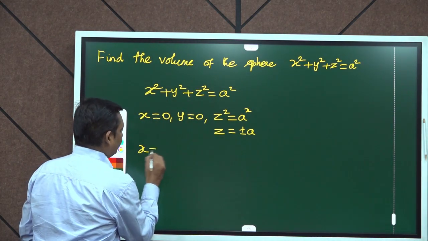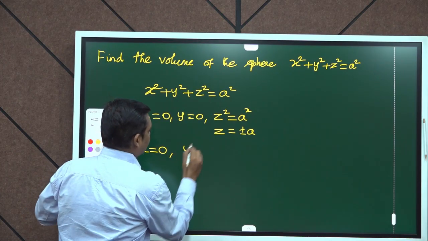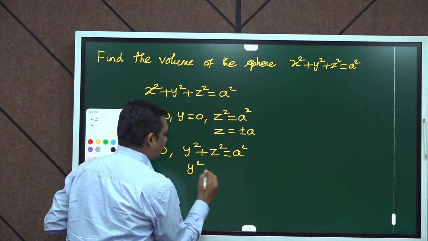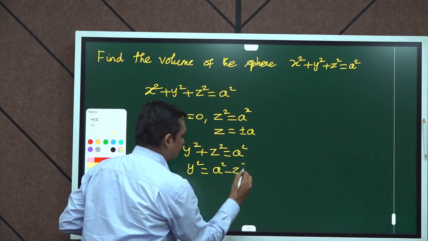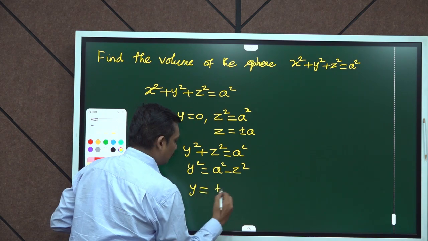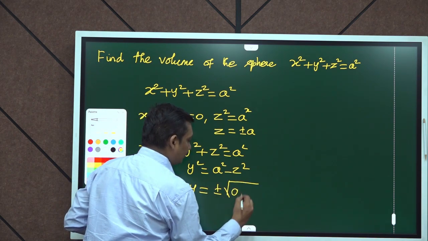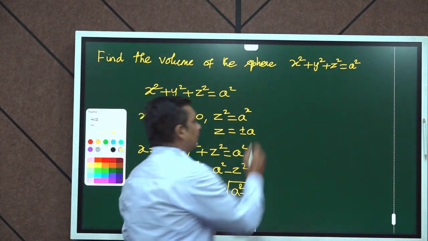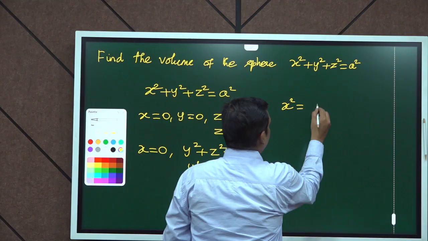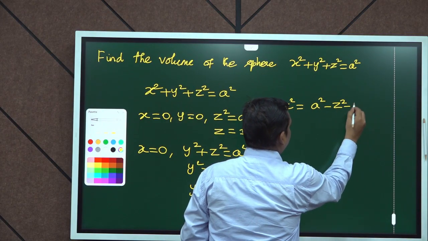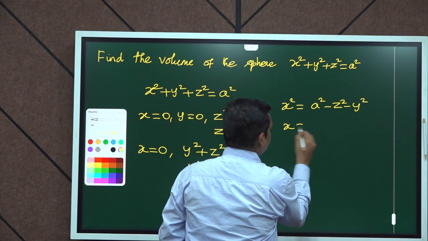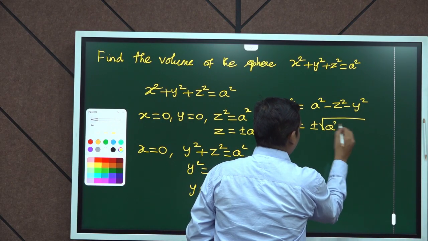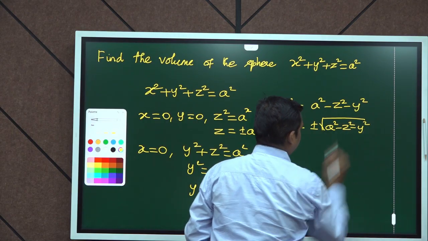Next, we take x equal to 0. We get y squared plus z squared equal to a squared, then y squared is equal to a squared minus z squared, then y is equal to plus or minus square root of a squared minus z squared. Next, to find the limit of x, x squared is equal to a squared minus z squared minus y squared. Then x is equal to plus or minus root of a squared minus z squared minus y squared.